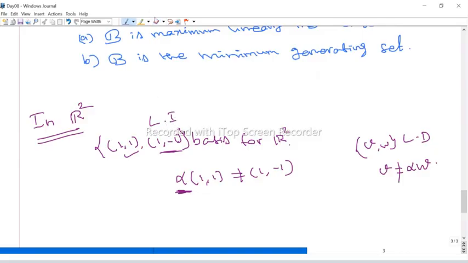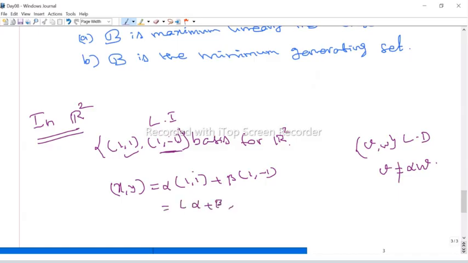It's clear. Now this generates the entire space. That means if you give any (x, y), you can write it as a linear combination of these two vectors. Any general element (x, y) in R2 can be written as some scalar alpha times (1, 1) plus some other scalar beta times (1, -1). So we have to find such alpha and beta. How do we find them? Simplifying and summing, we get alpha plus beta as the first coordinate and alpha minus beta as the second coordinate. So this is equal to (x, y).